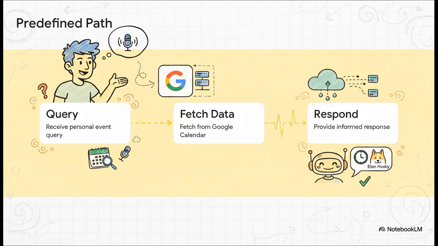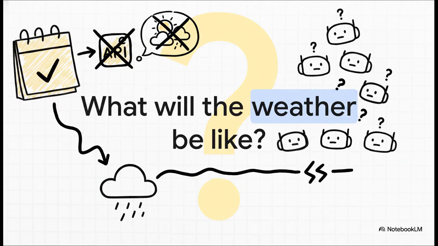With this exact logic firmly in place, if you ask, when is my coffee chat with Elon Husky, the AI successfully goes to your calendar, grabs the specific data, and gives you the right answer. Super useful, for sure. But it's incredibly rigid. It does exactly what we say, and nothing more. Wait, what if your very next natural follow-up question is, what's the weather going to be like that day? Boom, we hit another failure point. The AI completely falls flat here because the predefined path we painstakingly built only told it to check the calendar. It has no idea it should go check a weather service.